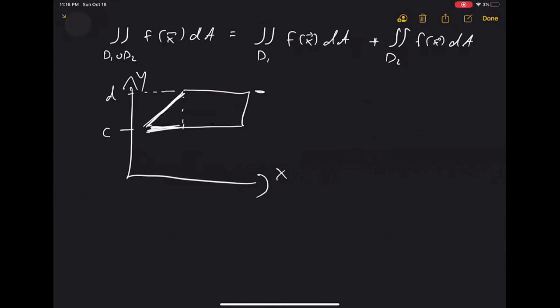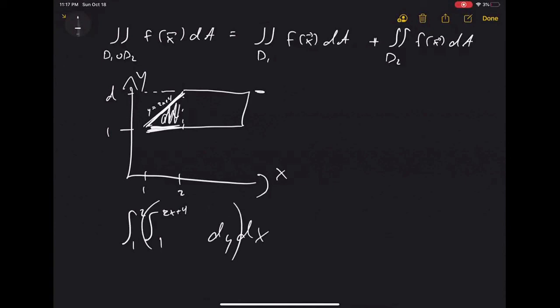Okay, you would do the integral for this piece. Let's say this is the line y equals 2x plus 4, and this is 1. So maybe your upper bound here would be 2x plus 4, 1, and then this is, let's say, 1 to 2. Okay, so this integral would give you this first region.